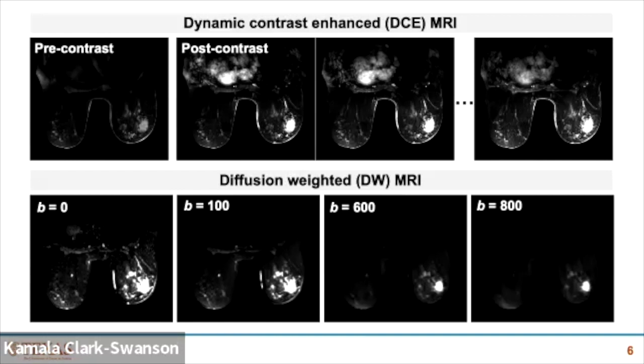B values reflect the strength and timing of the diffusion gradients. So at B equals 0, you can see the lowest diffusion gradients, and then B equals 800 is the highest diffusion gradients, and also weights for diffusion more heavily, but the trade-off is that you're losing signal.